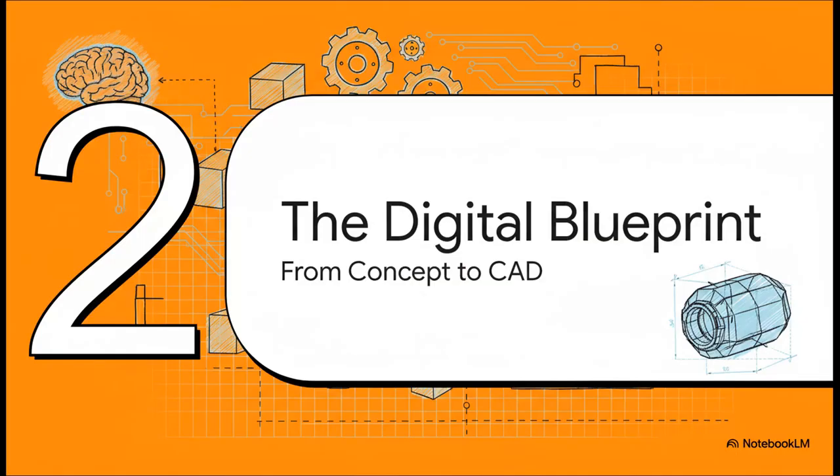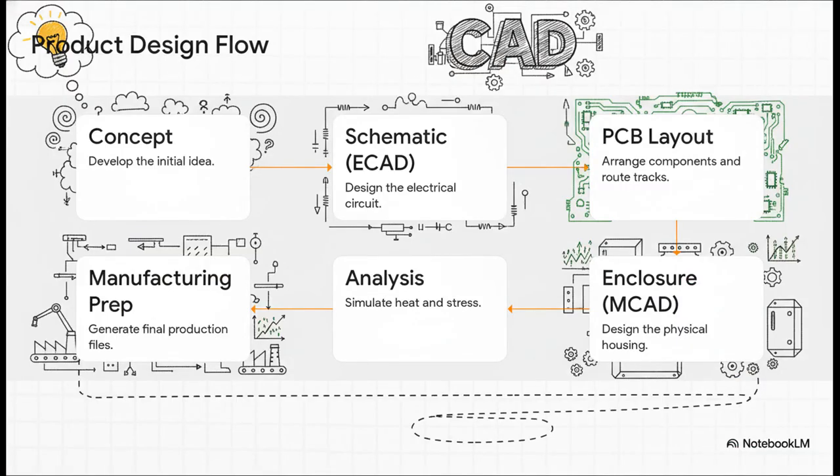Okay, so we get the importance of order. But how does a spark, an idea that's just floating around in your head, become a super detailed plan that a machine can actually understand and build? Well, the answer is the digital blueprint. This right here shows the modern journey of a product, and it's all powered by something called computer-aided design, or CAD. Notice how it's a really carefully ordered sequence.